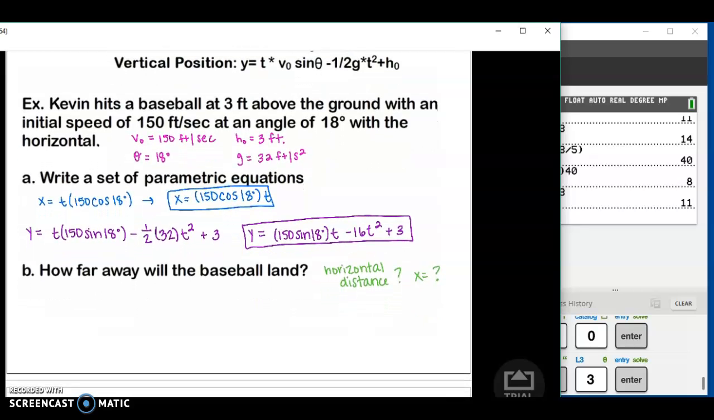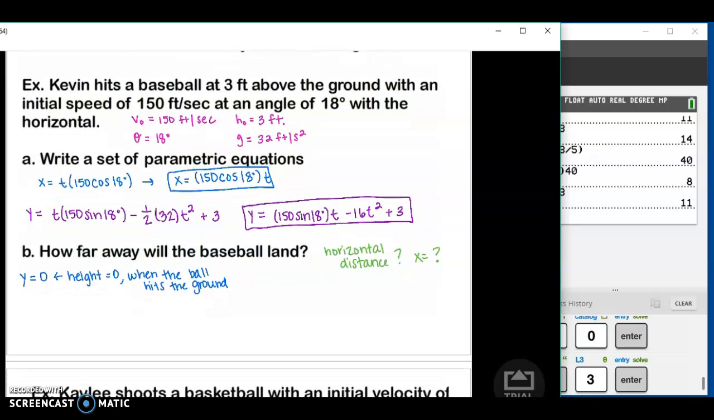So what we're going to do here is use our y equation and set the y equation equal to 0. This will tell us that if y is equal to 0, that means the height is equal to 0, which means this will be when the ball hits the ground. If we can figure out how long it takes for the ball to hit the ground, then we'll have our time and we can plug into x. Okay, so our y equation is 150 sine of 18 degrees times t minus 16t squared plus 3, and we're going to set that equal to 0 to see when it hits the ground.